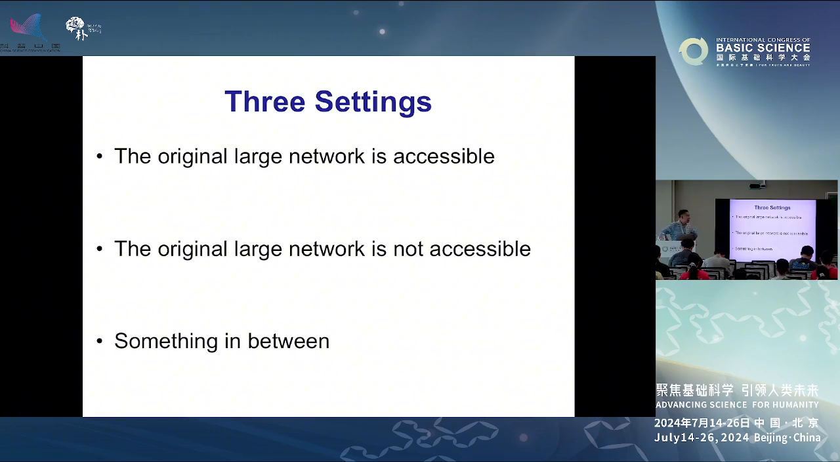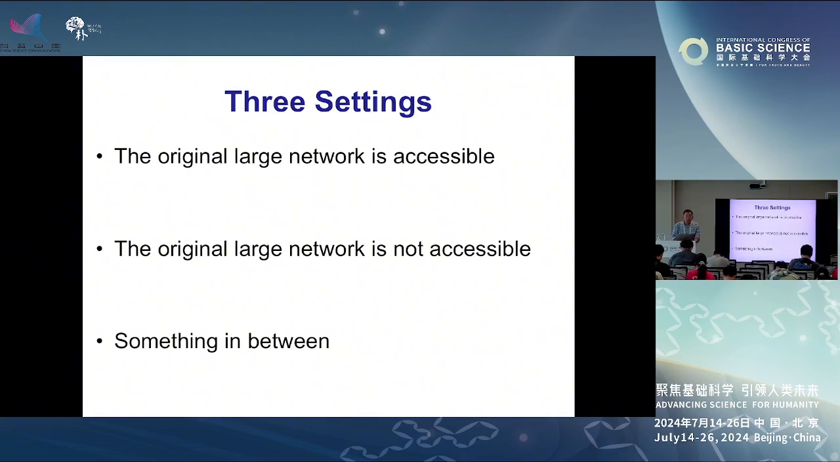Here I want to talk about three settings, depending on what computational capacity you have, for analyzing this so-called huge network. The first is the easy one: you can access this network, and it's not large enough to be a problem. The second is the opposite, the hard one: this network is not accessible, because of all kinds of issues, maybe privacy, maybe other issues.